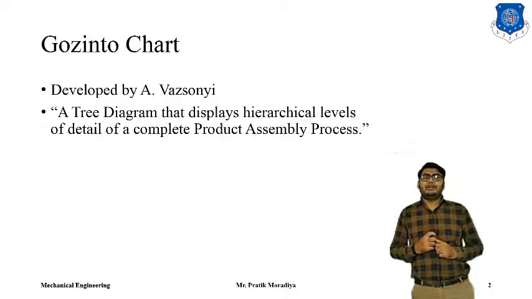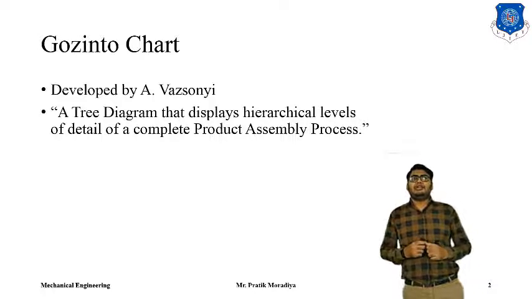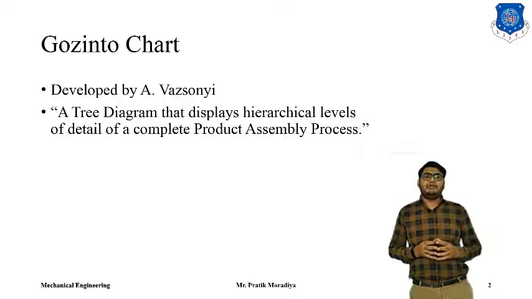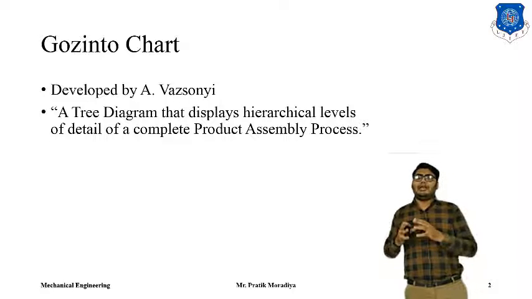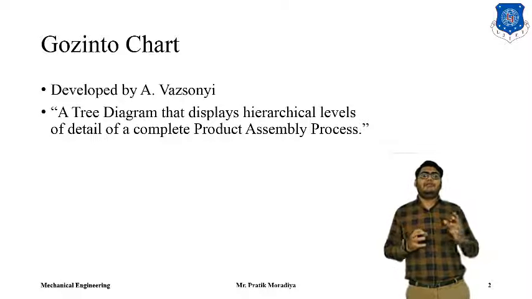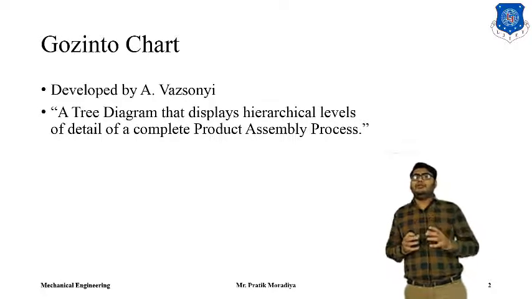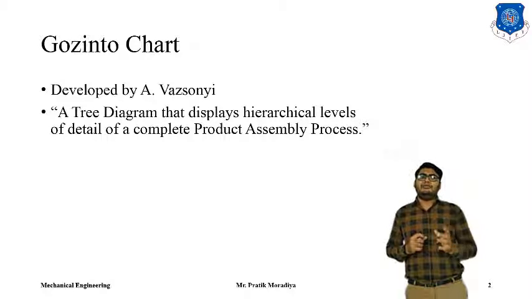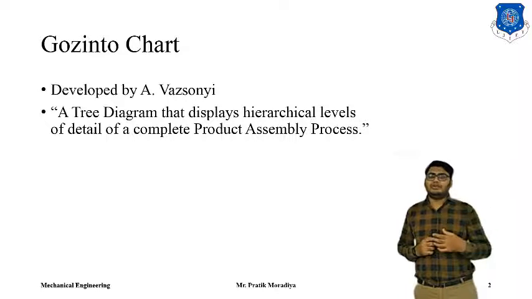Basically, the Goes Into Chart gives you an idea about if you want to manufacture an entire product, which parts, components or assemblies will go in and in which order they will be required, and in how many numbers of components will be there. All this idea will be given by this Goes Into Chart.